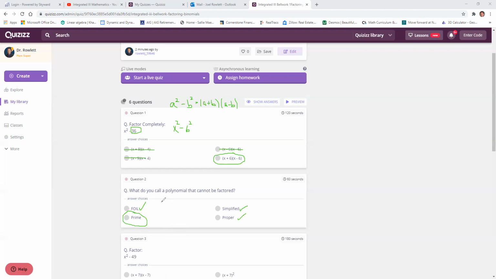Let me give you an example of a polynomial that is already in simplest form, can't be factored. If you have, let's say, x plus 1. Well, there's nothing you can factor out. There's no GCF for any of these terms here. So that would be prime.